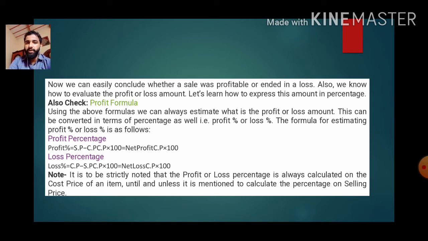Profit percentage is equal to (SP, selling price, minus CP, cost price) divided by CP, multiplied by 100, which is equal to net profit divided by CP multiplied by 100. Loss percentage is (CP minus SP) divided by CP multiplied by 100, equal to net loss divided by CP multiplied by 100. Note: it is to be strictly noted that the profit or loss percentage is always calculated on the cost price of an item, unless it is mentioned to calculate the percentage on selling price.